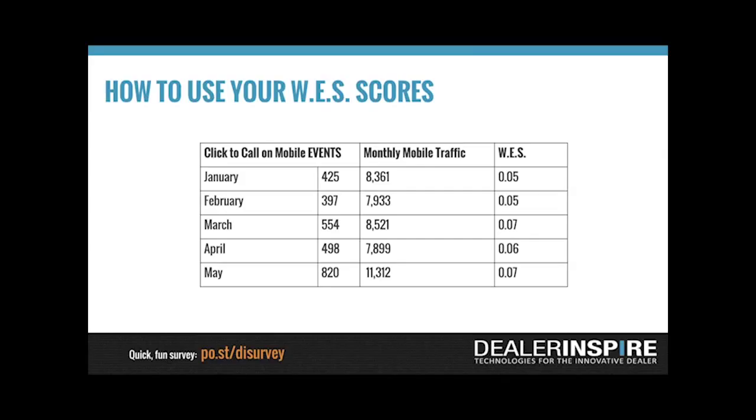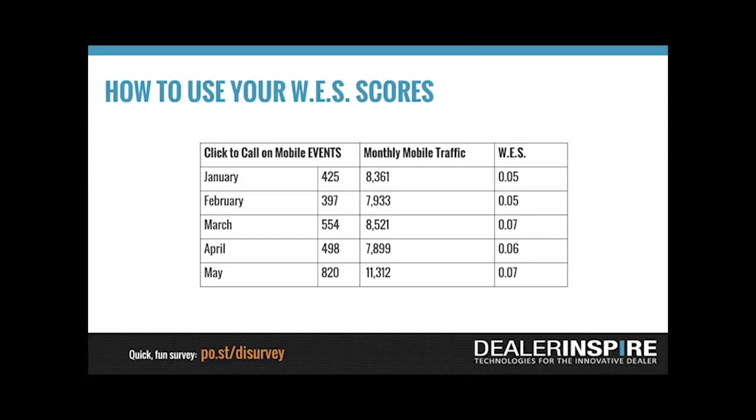So let's look at a few examples. Let's say we have an auto dealer that wants to calculate their WES scores for 3 actions: click to call on mobile, click on a VDP, and search on homepage. So we need to list our actions. We want to use analytics to look at their monthly traffic. We know that this particular dealer gets 8,300 monthly mobile visits and 17,000 total traffic.